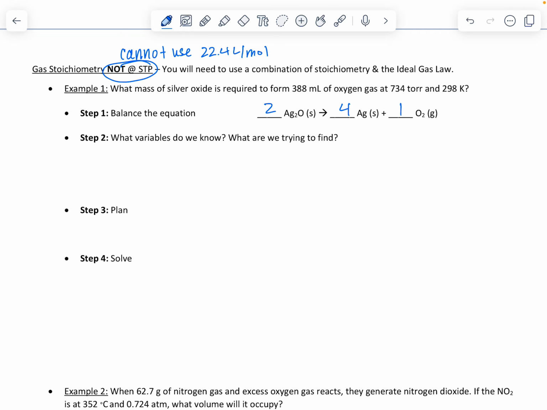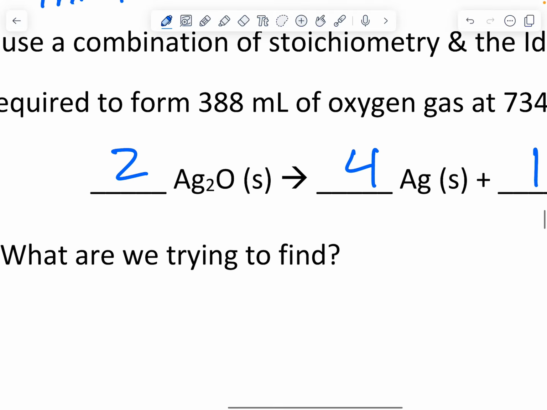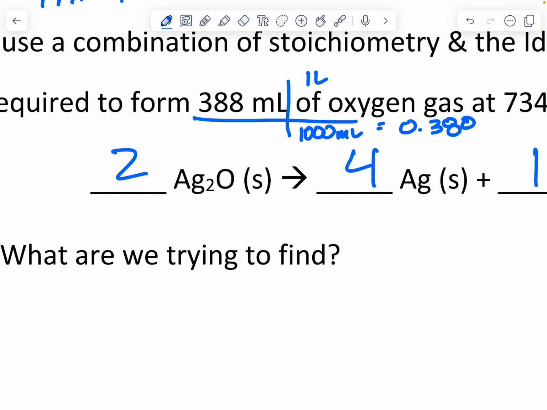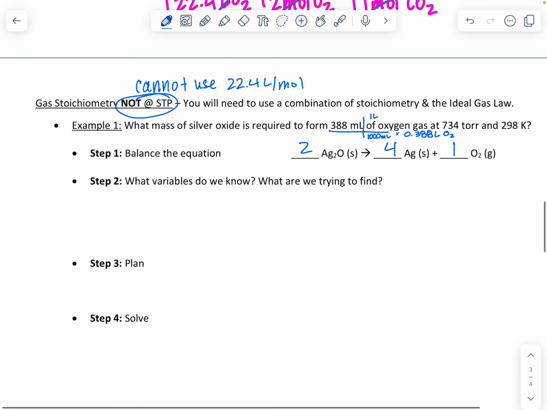Let's digest the problem a little bit. It doesn't look like a very big problem. It's one short sentence or one short question, but we actually have a lot to do in this problem. So what variables do we know? We know that we want to make 388 milliliters of oxygen gas. We can't use milliliters, so we need to divide by 1,000 milliliters and multiply by a liter. So that's going to be equal to 0.388 liters of oxygen.